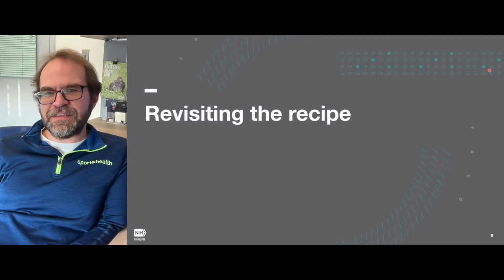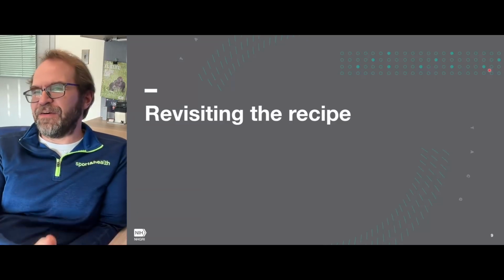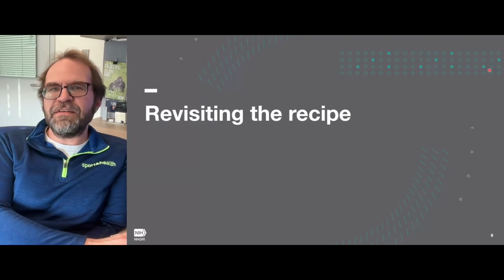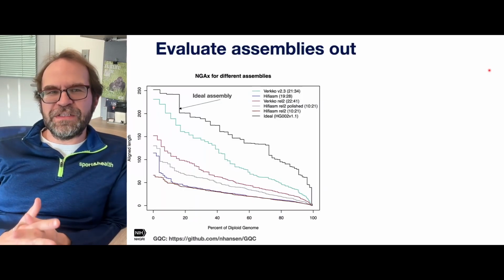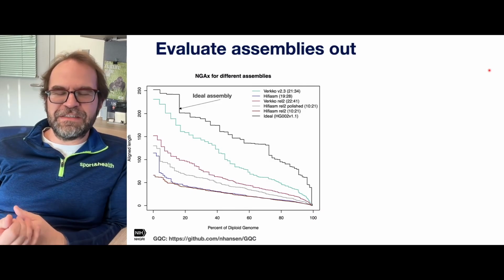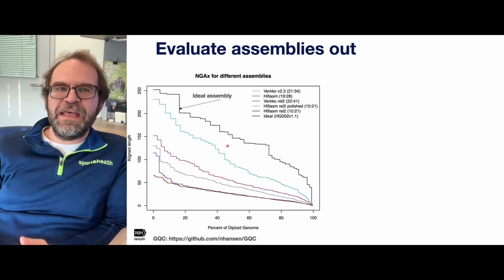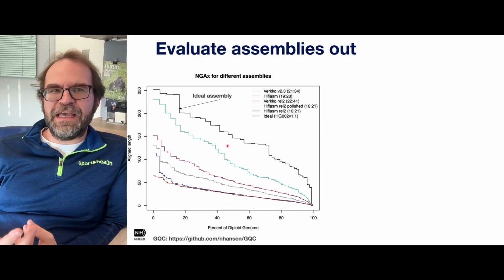So now that we have this truth set, we can go back and revisit the recipe and see that we still need the HiFi, the ONT, the Hi-C or not. And so we can generate these kind of plots. This is an NGA plot. I think all of you are familiar with NG statistics, N50 statistics. So this vertical line here at 50 would be the N50 you're familiar with, except this is an NGA plot, and the A stands for alignment.